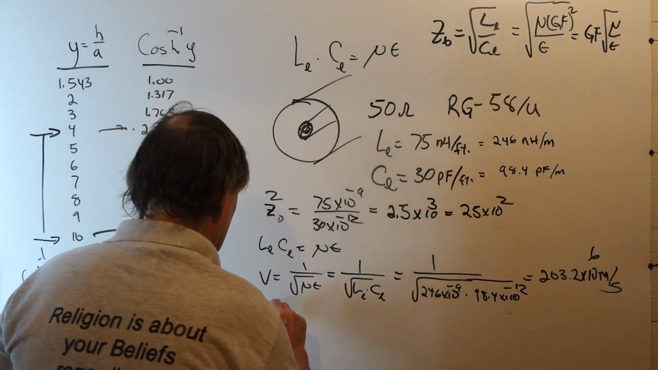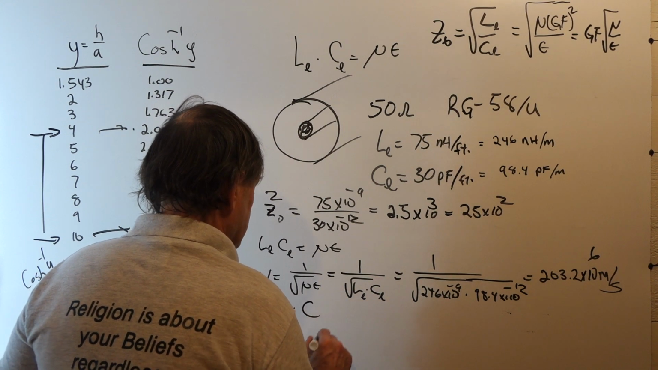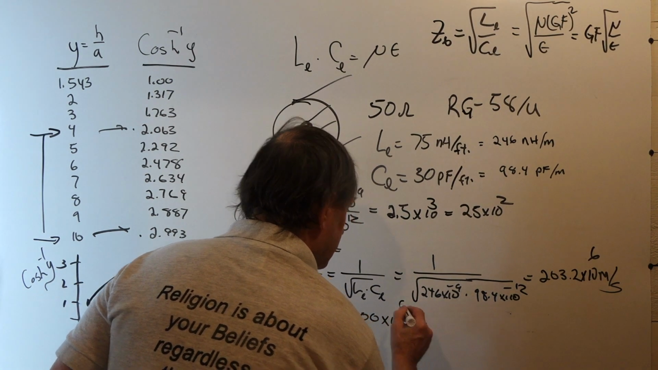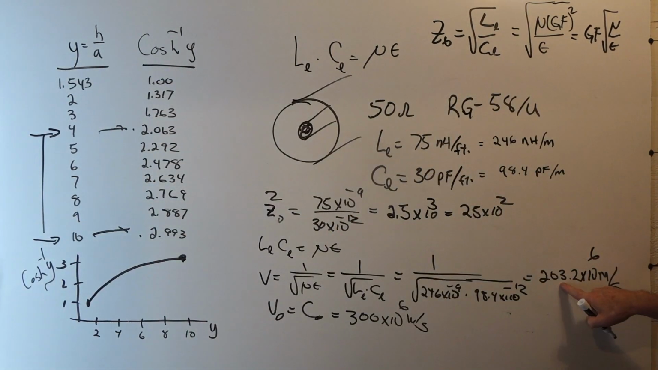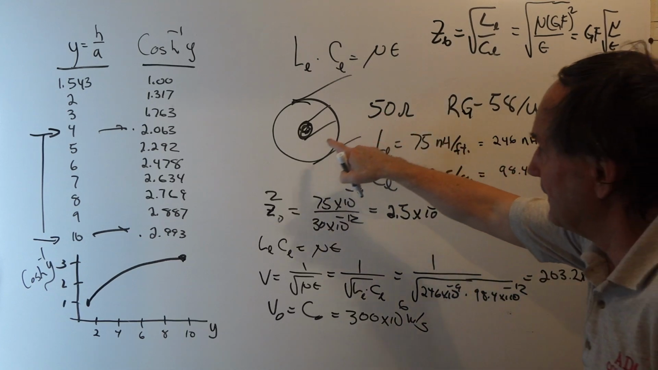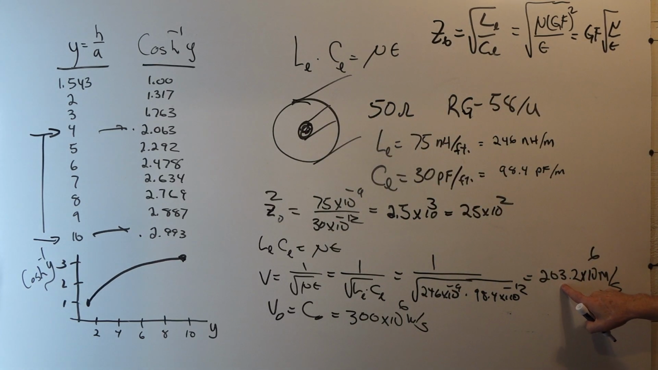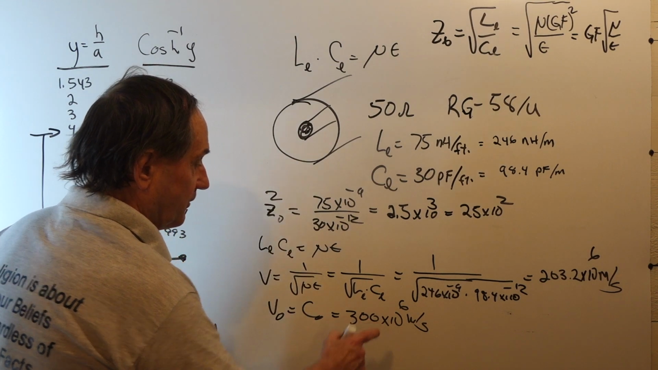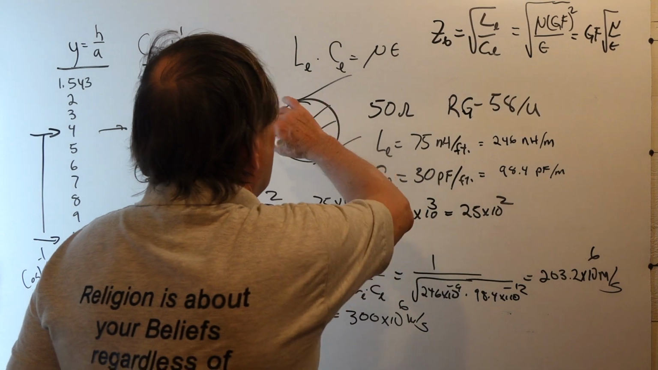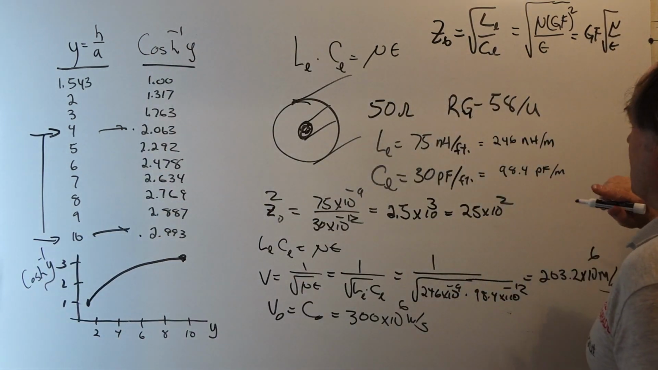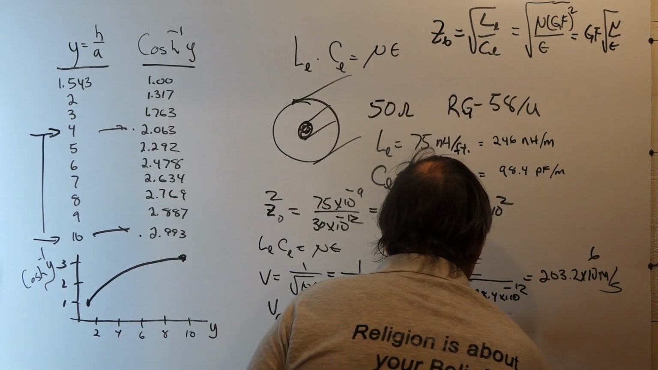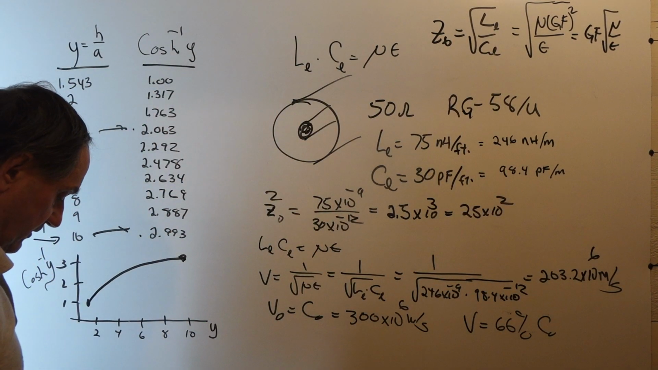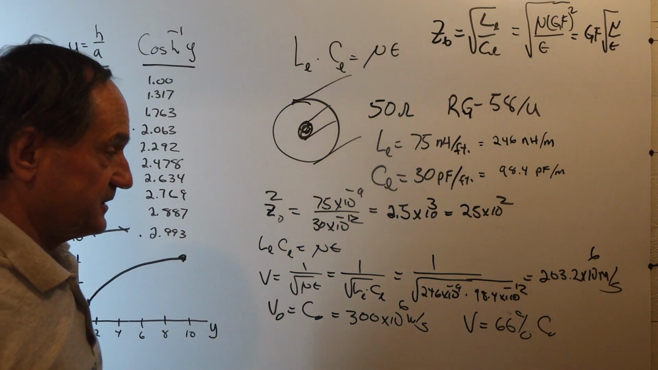Remember that the free space value, V0, which is the speed of light in a vacuum, is 300 million meters per second. So we see that the velocity of light has slowed down as it travels down a coax to 203 million. This is 66% of the free space value. So on a coaxial line of RG58U, the velocity is 66% of the free space value. That is, 203 divided by 300 is about 66%, 67%.